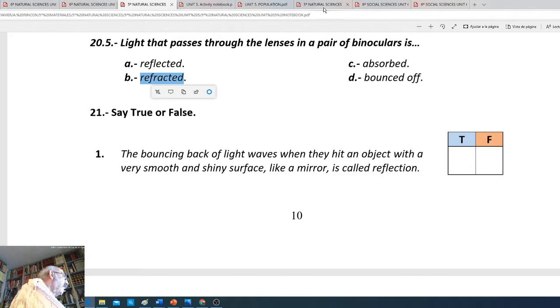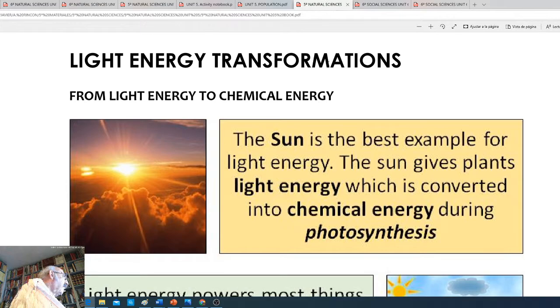Very good. Now please go to your text section, and you can see that light energy can be transformed into some other forms of energy, and we have some examples here in our text. So from light energy to chemical energy, and the best example is the sun. Why? Because the sun is the best example of light energy. So the sun gives plants light energy, which is converted into chemical energy during photosynthesis. So this is a transformation from light energy to chemical energy.